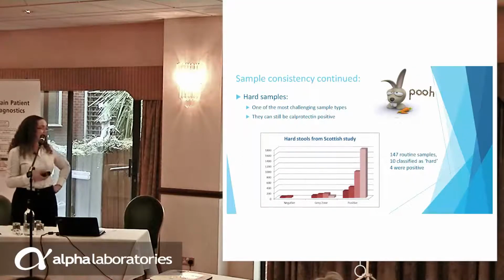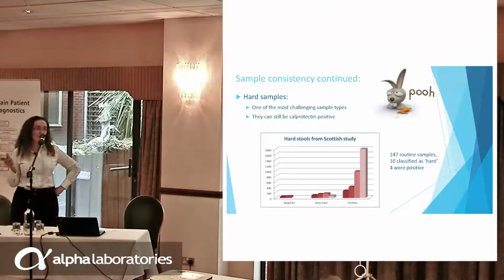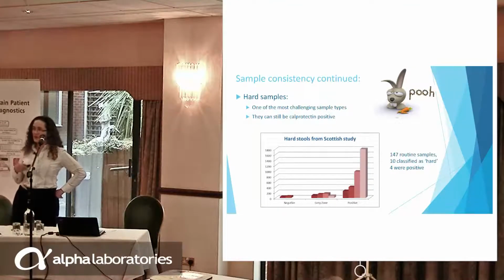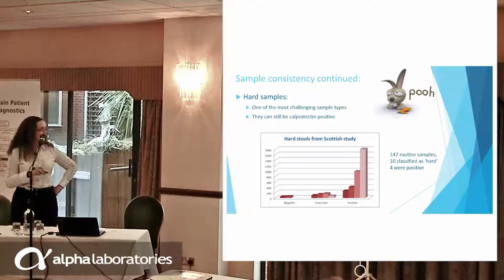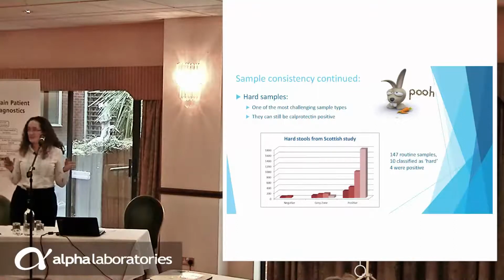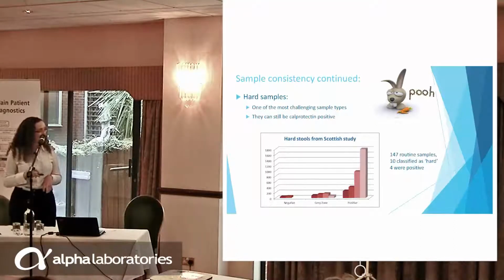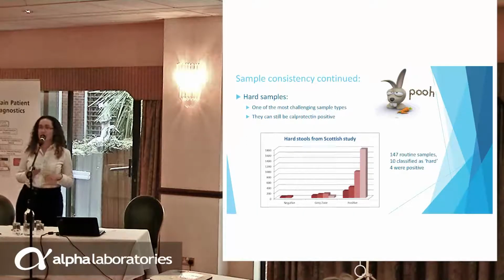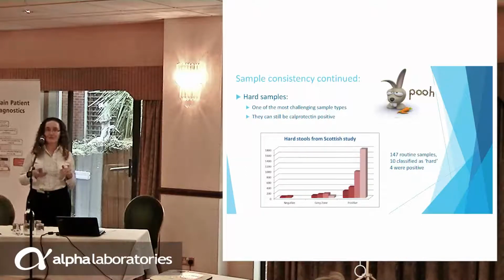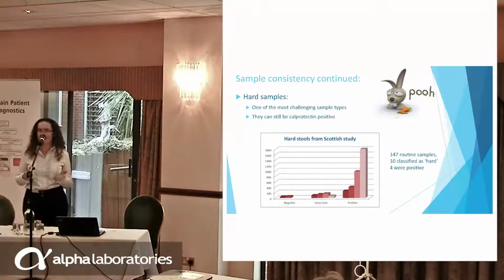This table is taken from a study that was done in Scotland, where they tested 147 routine samples, of which 10 were classified as hard. As you can see, 2 of them were negative, 4 were in the grey zone, somewhere between 50 and 200, and 4 were positive. In actual fact, 1 of them was greater than 1800. So you cannot just disregard your hard samples and say they're clearly not positive, they are.